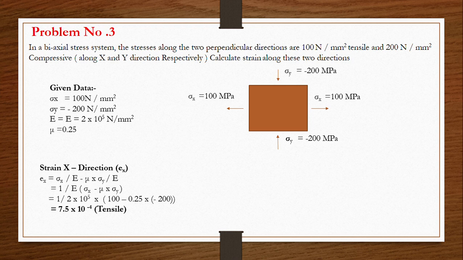Substitute the values, just make a note here. We are putting the value sigma x equals 100, mu 0.25. Now putting the value of sigma y as minus 200, in bracket, so minus minus will give plus, so that is 100 plus 0.25 into 200. Calculating, we will get 7.5 into 10 raised to minus 4.